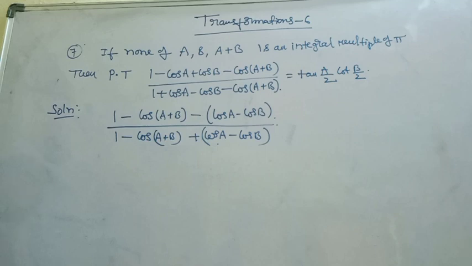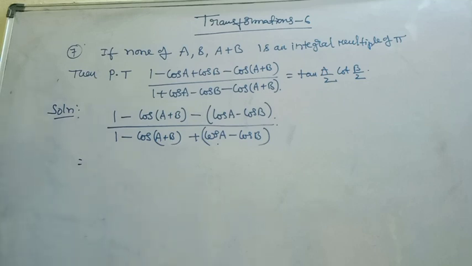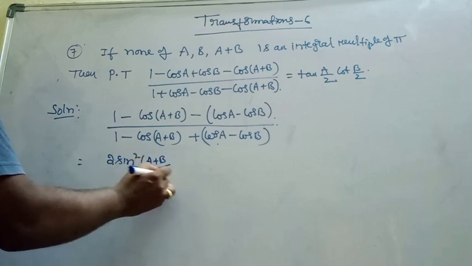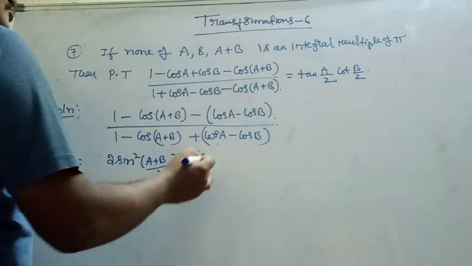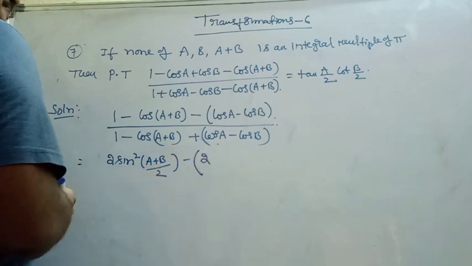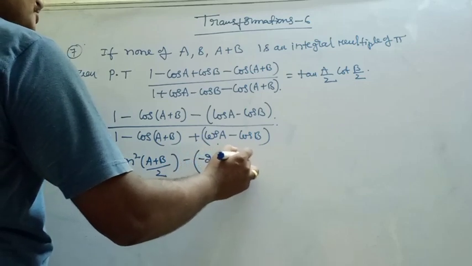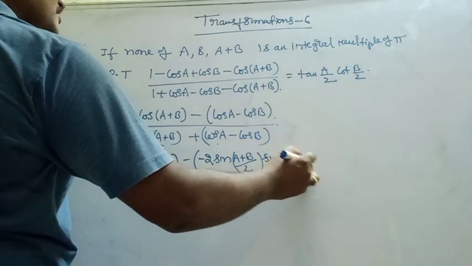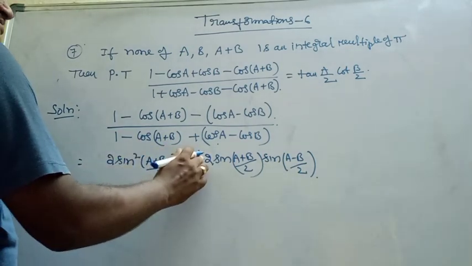How we are going to do that is, now you see, my dear students, 1 minus cos a plus b, that is 1 minus cos theta. 1 minus cos theta is equal to 2 sine square theta by 2, that is now 2 sine square a plus b by 2, like this. Then cos c minus cos d is nothing but minus 2 sine c plus d by 2, sine c minus d by 2, that is sine a minus b by 2, like this, right? Fine. And this minus into minus will become plus.